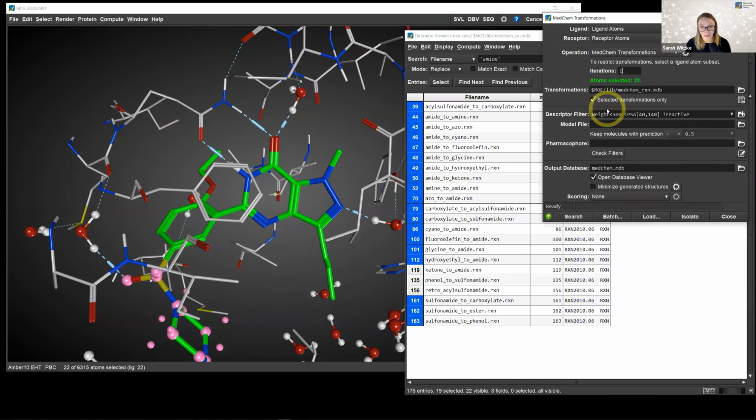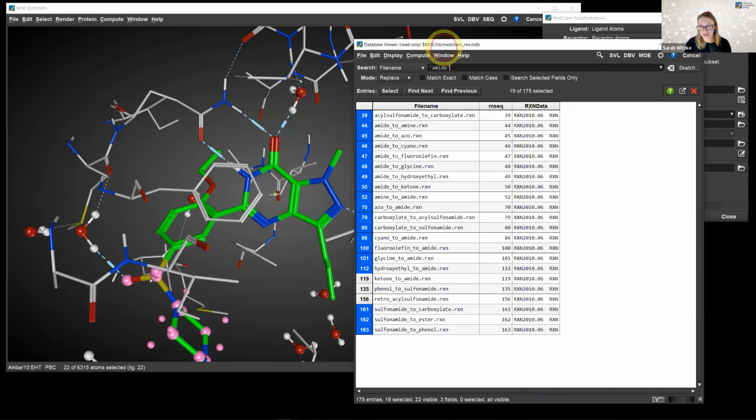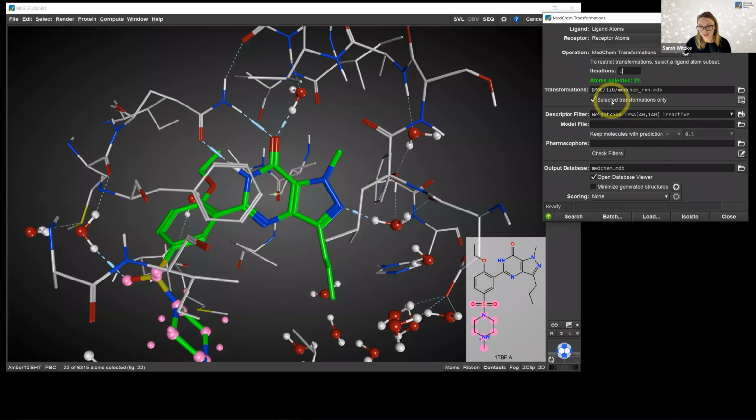Now, the final thing, and that's just because I'm not exactly sure how you meant specifying the transformation, I want to show you just one more way of doing that. So let me just tidy a bit up here. I'm closing the database of reactions and just toggling off that one again.